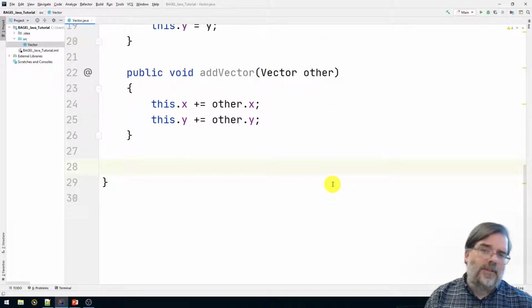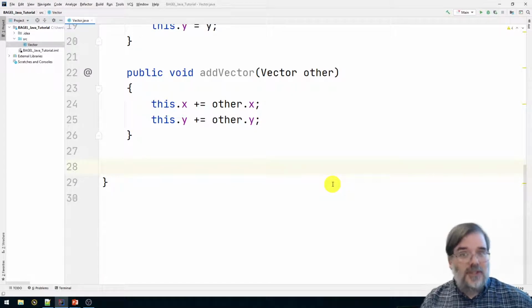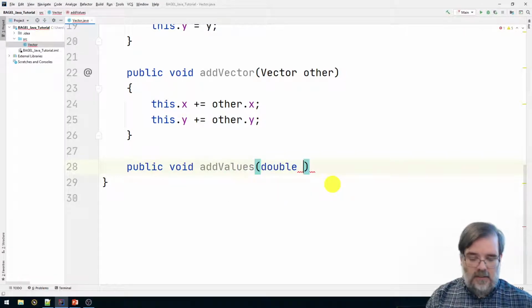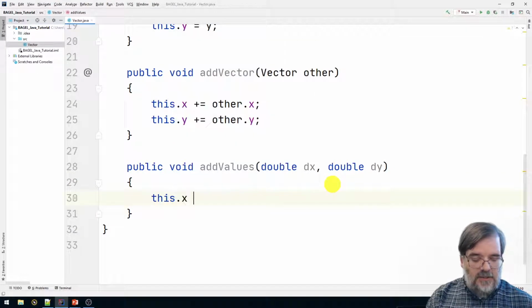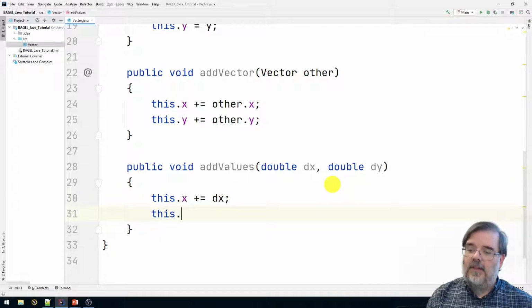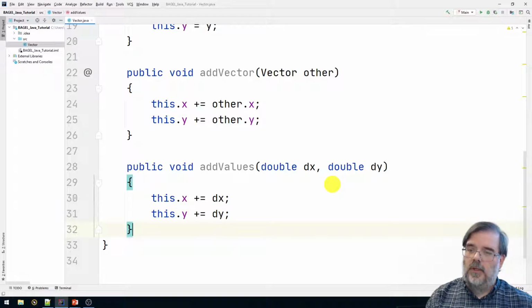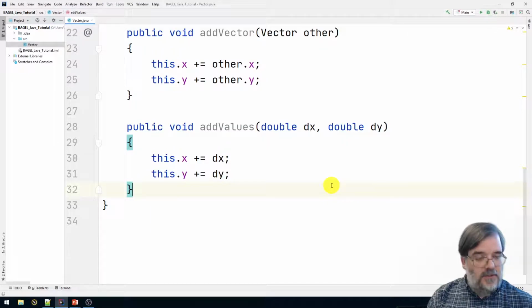It'll be really useful when we talk about physics and velocity and how velocity changes the position of an object. Let's also create a method called addValues. And this will take in two parameters, a double dx and a double dy. And we'll say this.x plus equals dx, and this.y plus equals dy. All right? And those are some of our vector addition operations.